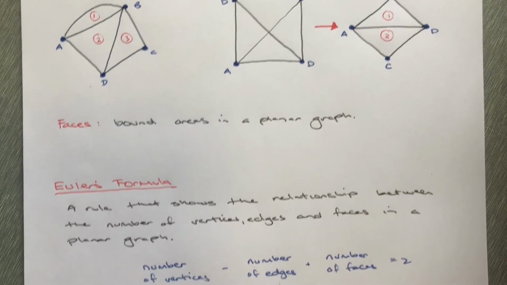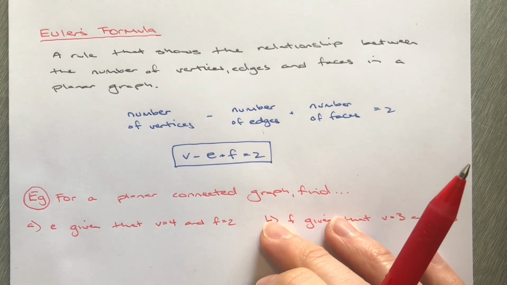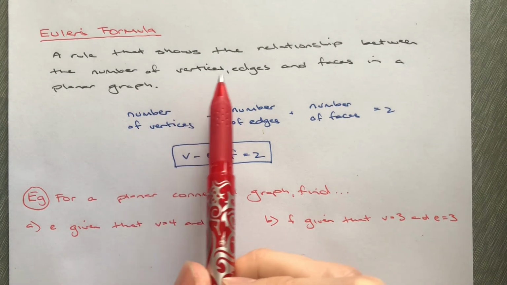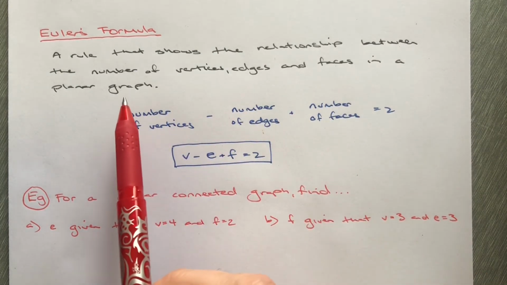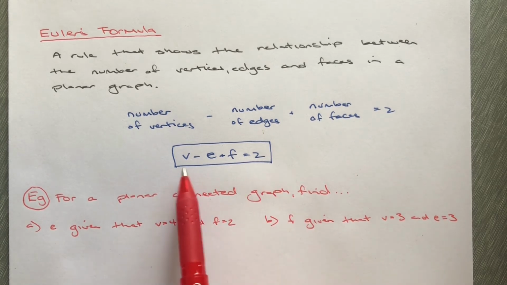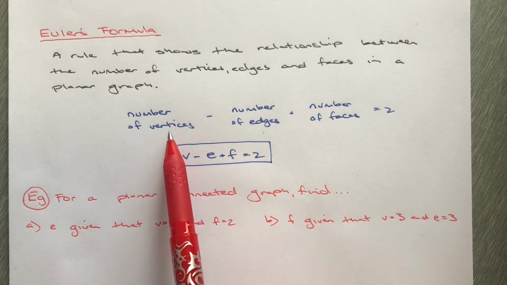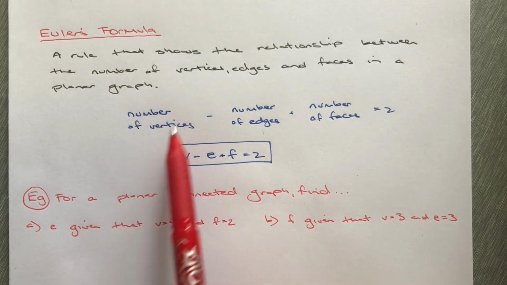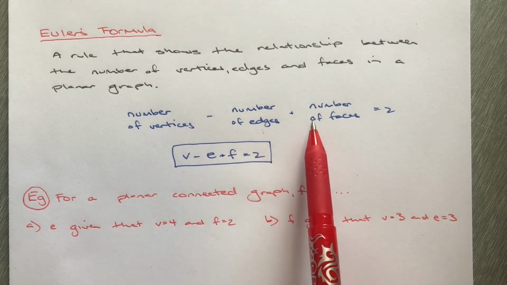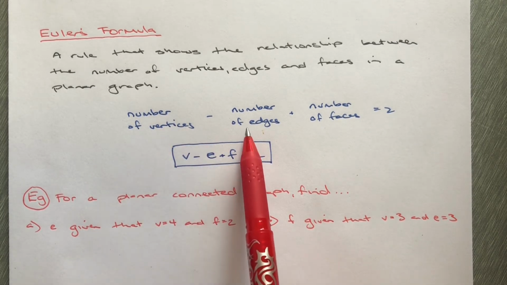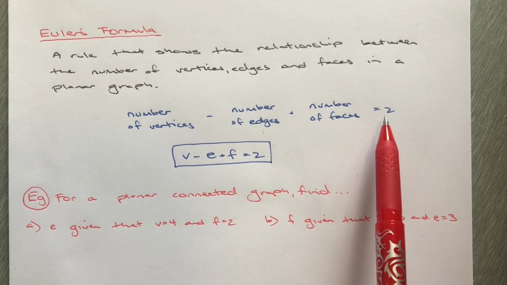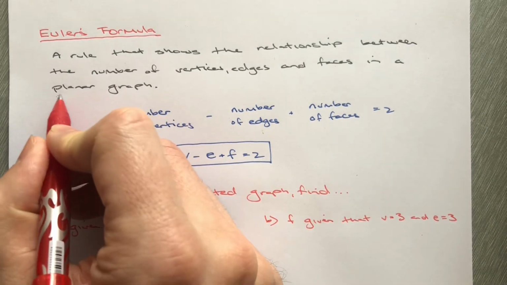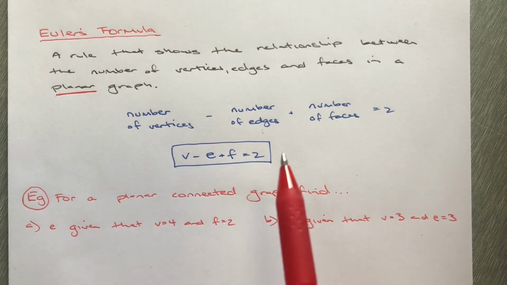Let's move on and have a look at Euler's formula. It explains what it is down here, but Euler's formula is a rule that shows the relationship between the number of vertices, edges, and faces in a planar graph. And the rule's just here. This is your main rule, but up here I've written it expanded out, saying what each of the letters mean. The number of vertices minus the number of edges plus the number of faces is always going to be equal to 2. This is always going to be true for planar graphs. Okay, so planar ones. Not any graph, planar ones.